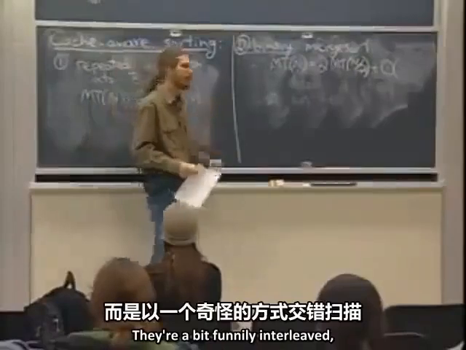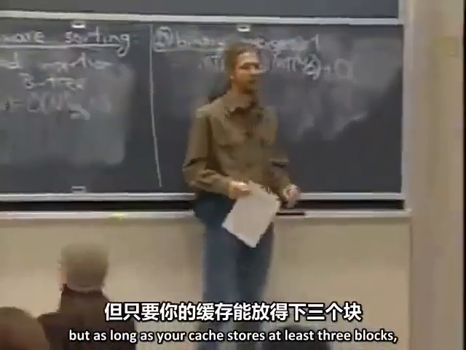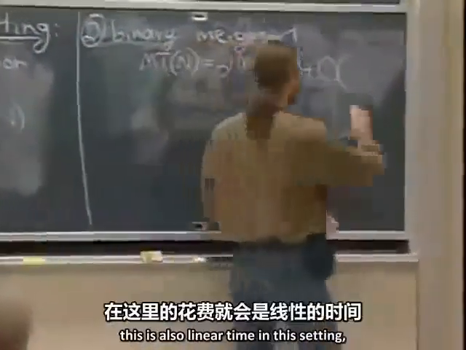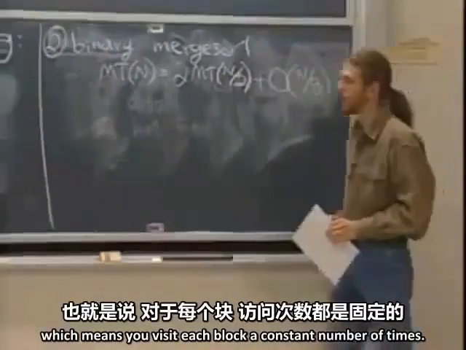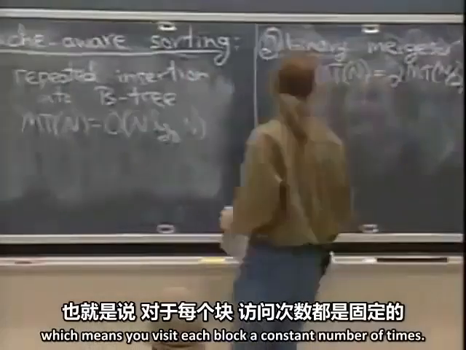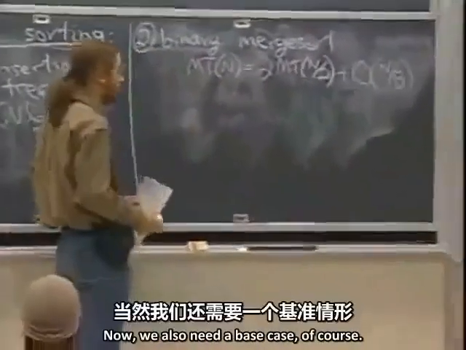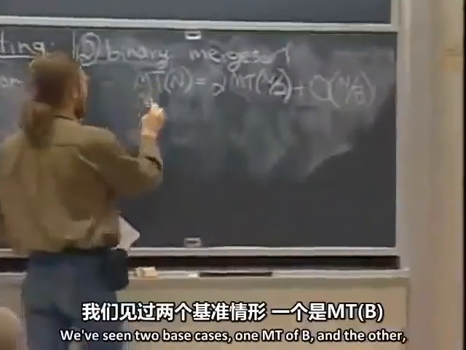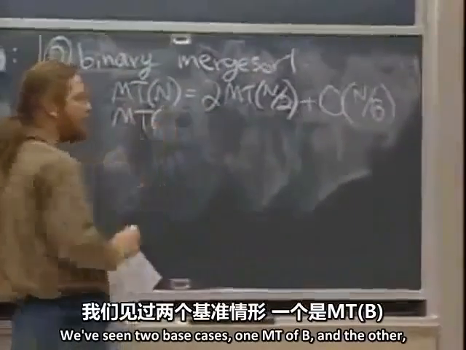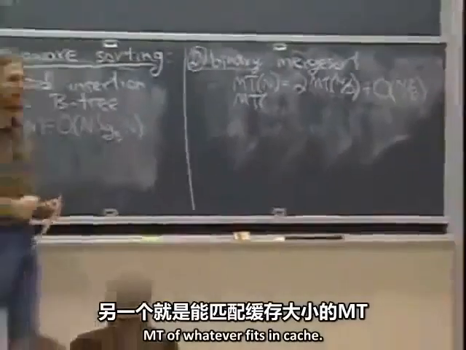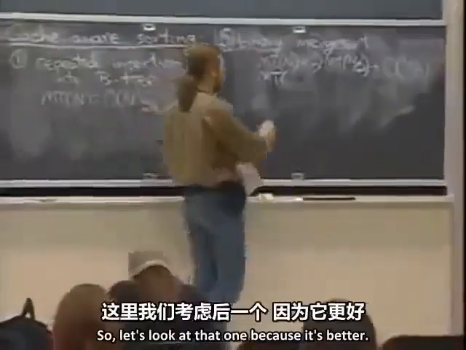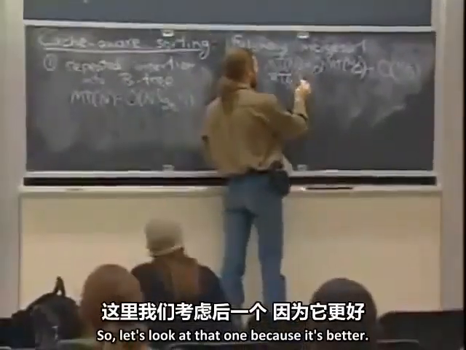They're a bit funnily interleaved, but as long as your cache stores at least 3 blocks, this is also linear time in this setting, which means you visit each block a constant number of times. Okay, that's the recurrence. Now we also need a base case, of course. We've seen 2 base cases, one MT of B and the other MT of whatever fits in cache. So let's look at that one because it's better.